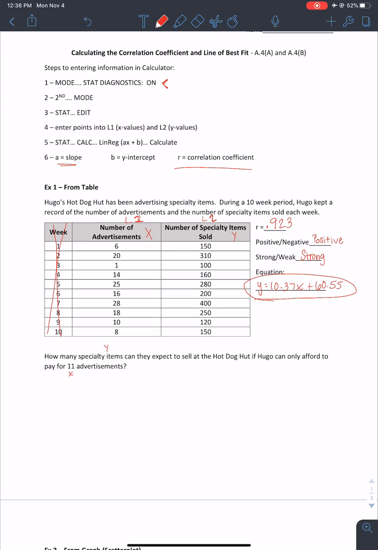So if I know y equals 10.37x plus 60.55, I'm going to take the x out and replace it with 11, because that's what my x is equal to. So y equals 10.37, instead of x I have 11, plus 60.55. Now I need to figure out what y is.